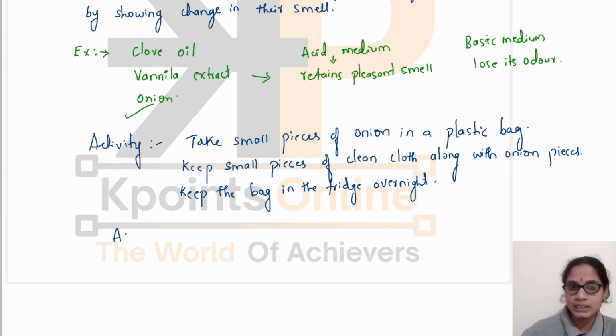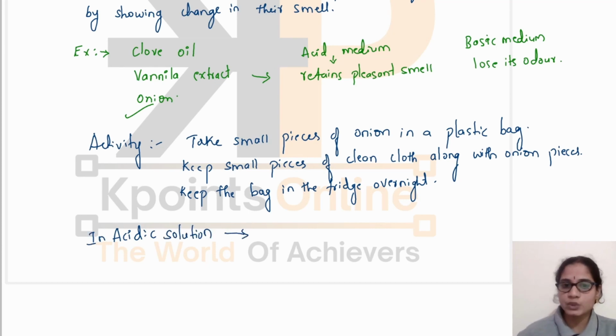If you check for acid, if you dip the piece of small cloth in an acidic solution, the smell of the cloth retains its characteristic smell. If you dip the cloth that was kept overnight along with onion peels in the acidic solution, it will show no odor change, which means it retains the smell.